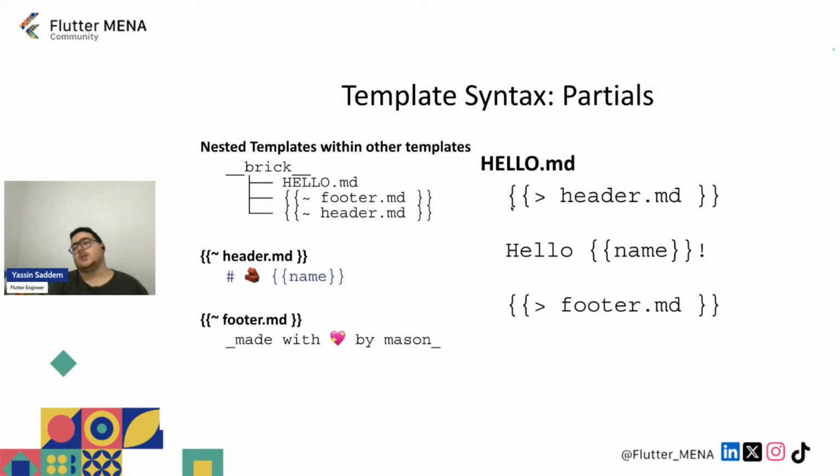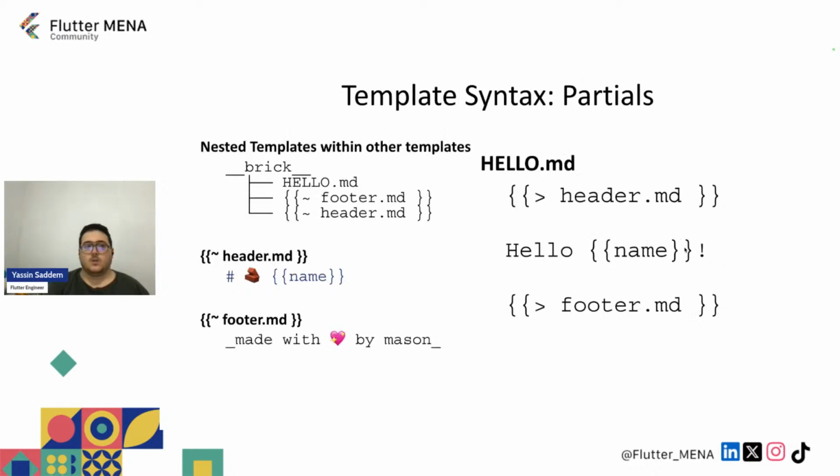So in the hello.md file example, we can add a header where we give this emoji with a hashtag in the name, and the footer. So with this, made with love by Mason. And we included it like this with this special symbol, and it will take the code from the header and footer, and this is a good way to reuse code even in bricks. And I recommend this.